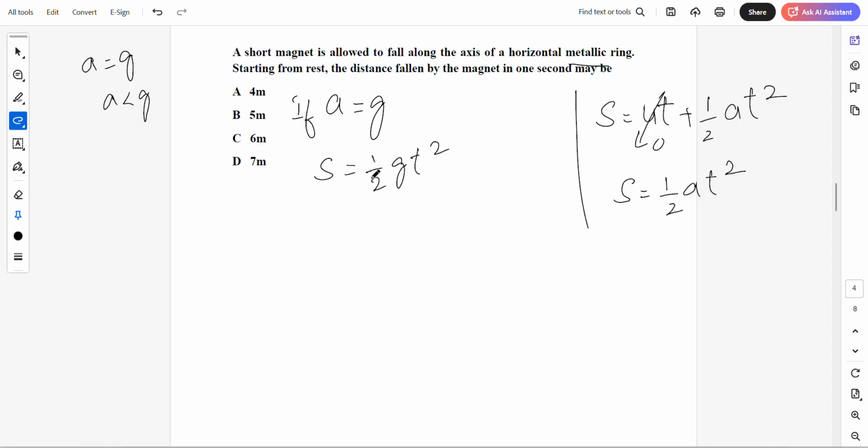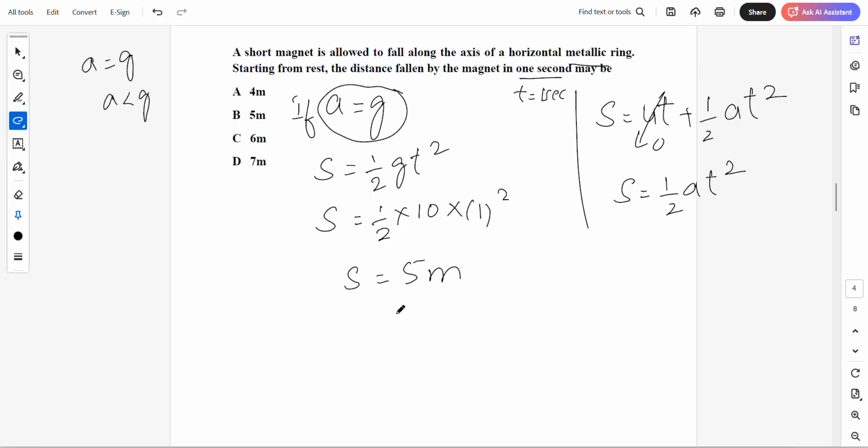To find the distance, S is equal to half g t squared, where g is 10. How much is t? You are given 1 second. So t is 1 into 1, the whole squared. You get S equal to 10 by 2, that is 5 meter. That is when A is equal to g.